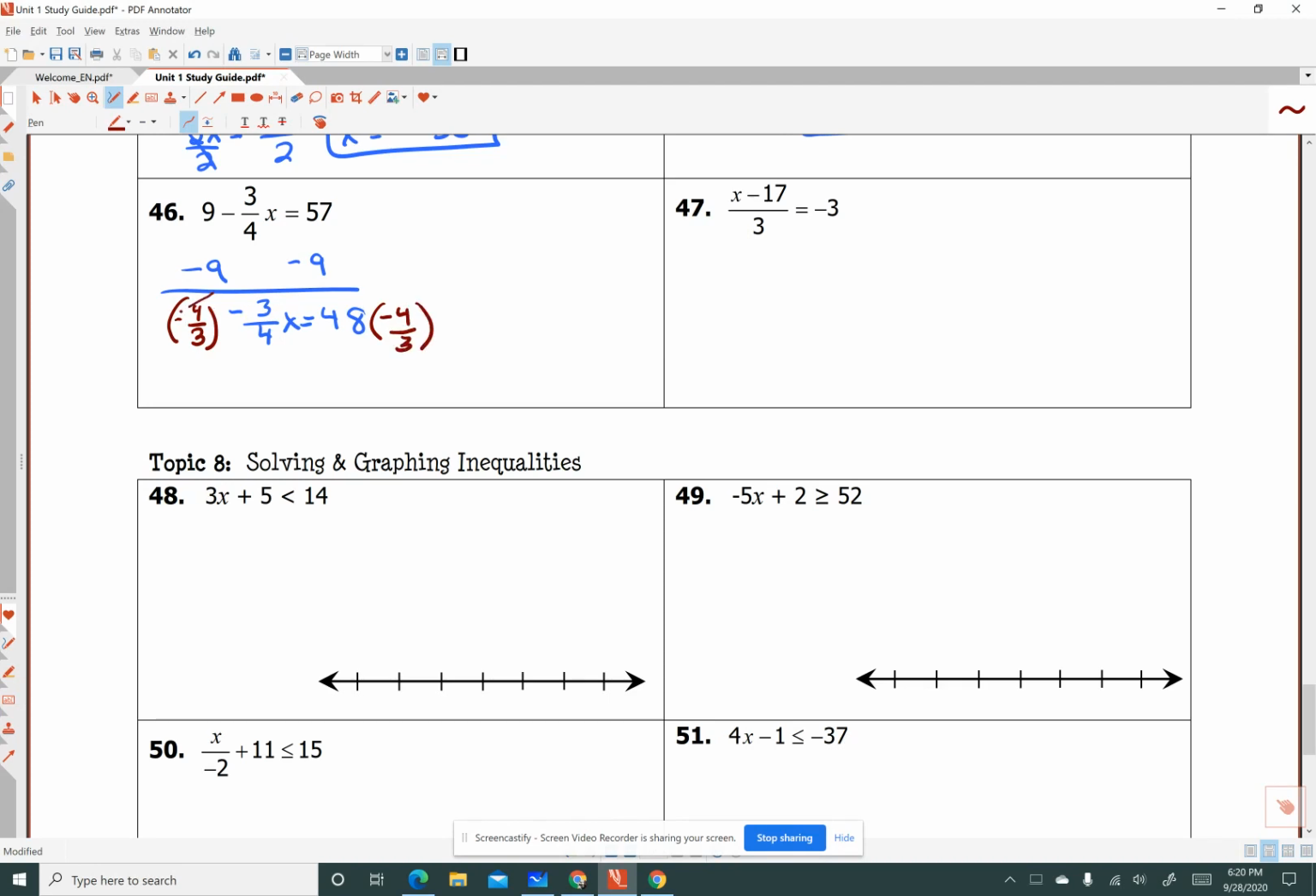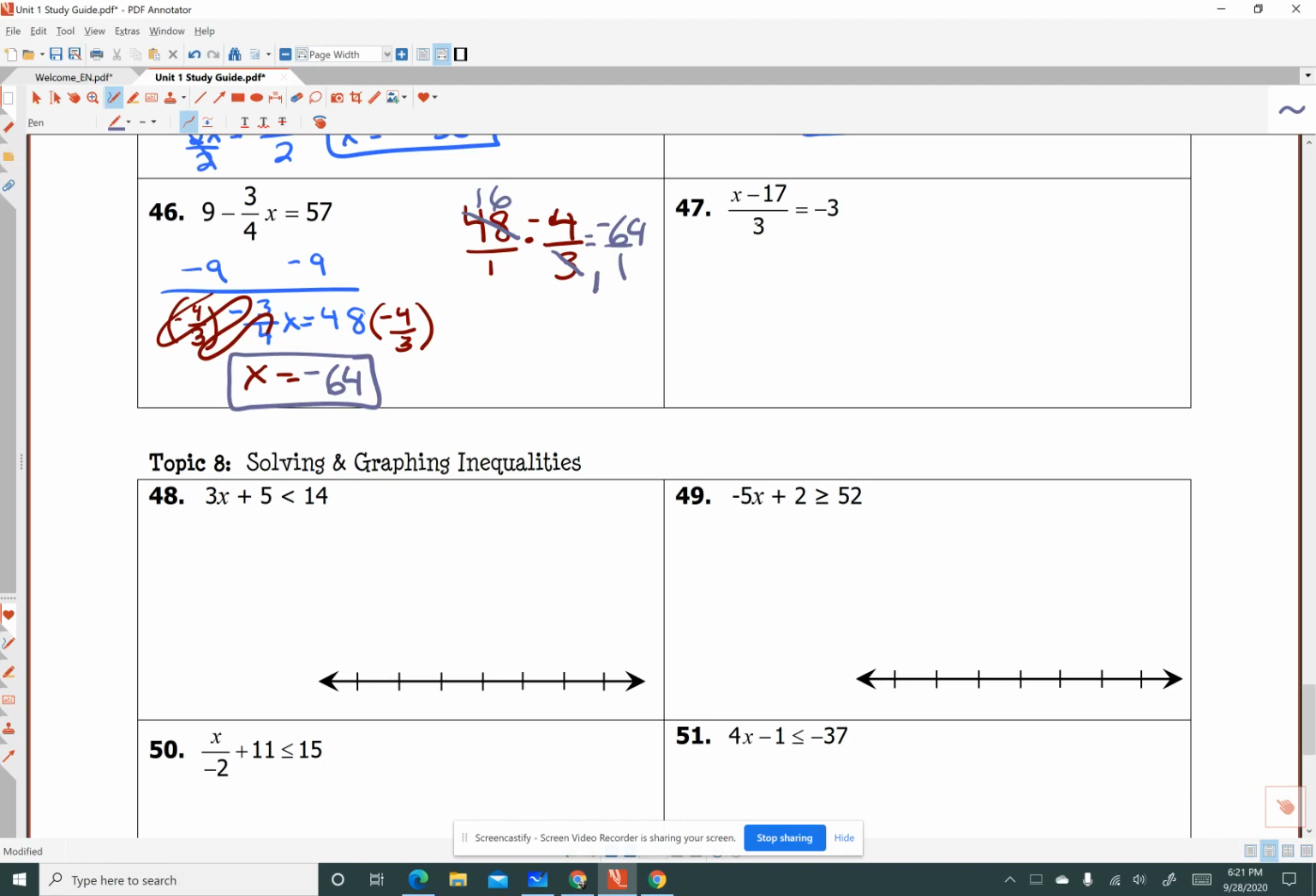So this cancels. And I have x equals, what's 48 times negative 4 over 3? Well, let's make a sidebar. 48 over 1 times negative 4 over 3. Well, I see an opportunity to cancel, so I'm going to do that. 3 goes into itself one time. 3 goes into 48 16 times. So now I'm going to have a denominator of 1, which is what I want. 16 times negative 4 is negative 64. Negative 64 over 1 equals negative 64.